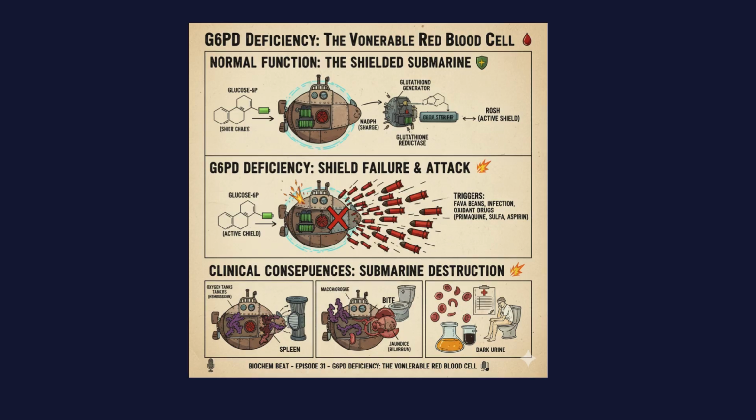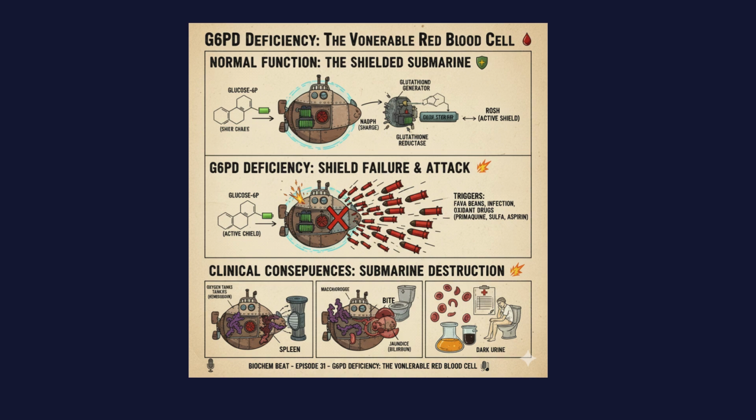So, the pentose phosphate pathway, HMP shunt pathway, is the RBC defense hub, and G6PD is the first and rate limiting enzyme in this pathway. G6PD takes glucose 6 phosphate and converts it into a product, generating NADPH in the process. NADPH is the energy needed to power the shields. It is the absolute currency of the protection inside the RBC.